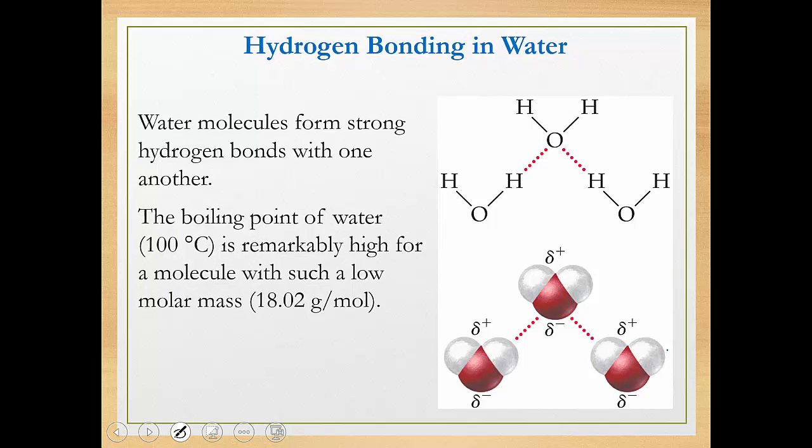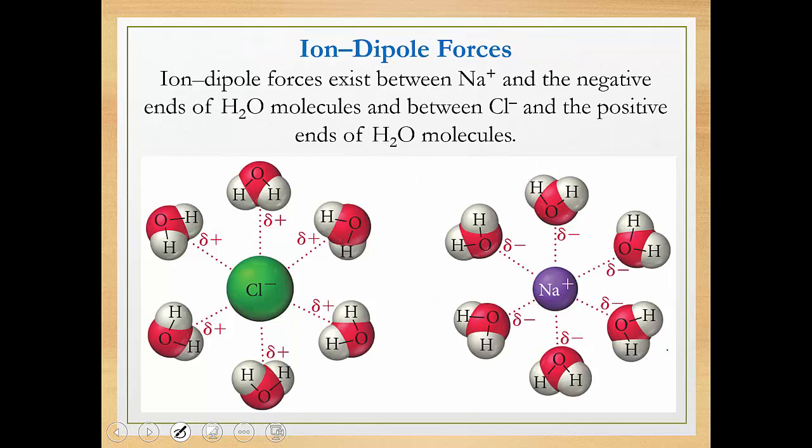And then we also want to mention water as a special case because water has hydrogen bonding, which is one of many reasons why water is such a remarkable molecule. Water molecules form particularly strong hydrogen bonds with each other. And that's why we have surface tension, why we have a variety of properties for water. The boiling point of water is remarkably high for a molecule with a low molar mass. Its molar mass is only about 18 grams per mole, but its boiling point is 100 degrees Celsius. That's fairly unusual for smaller molecules.